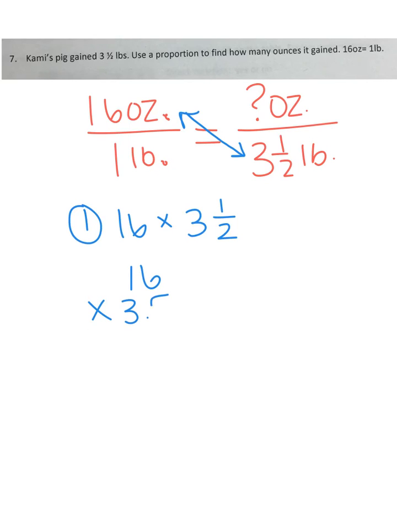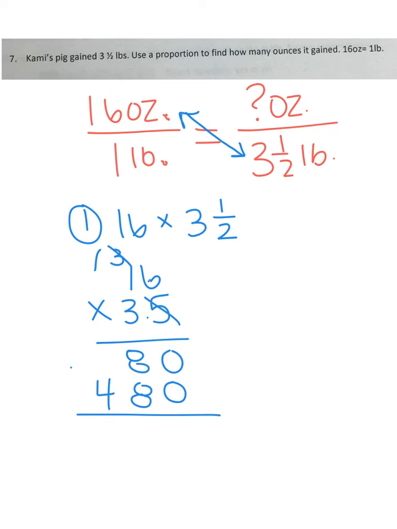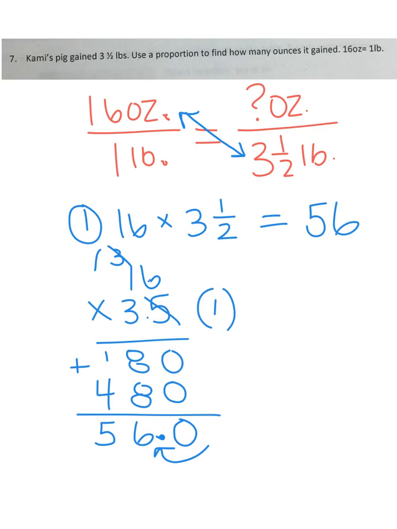16 times 3.5. I'm going to do it in decimal form. 6 times 5 gets us 30. Carry the 3. 5 times 1 is 5, plus 3 is 8. Tick, tack, toe. 3 times 6 is 18. Put the 8, carry the 1. 3 times 1 is 3, plus 1 is 4. We're done multiplication, so now we can add. 0 plus 0 is 0. 8 plus 8 is 16. Put the 6, carry the 1. 1 plus 4 is 5. Now be careful. Decimals, there was 1 decimal in the problem, so in the answer, I need to move my decimal in 1 place. So 16 times 3.5 is 56.